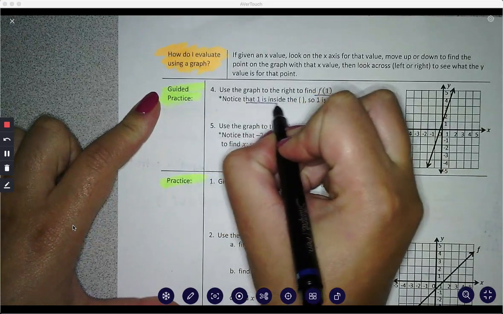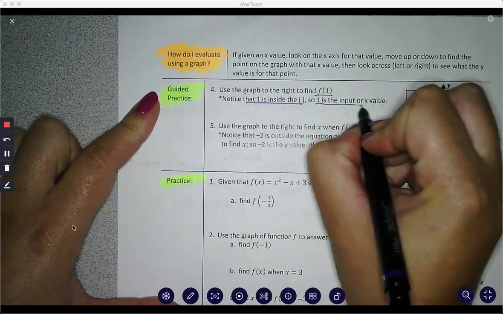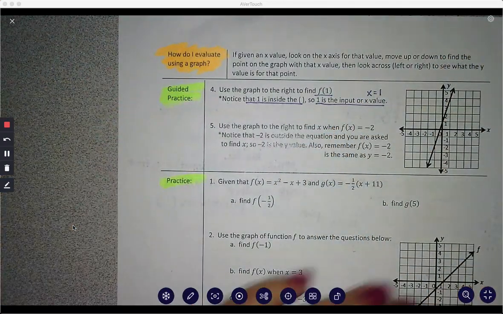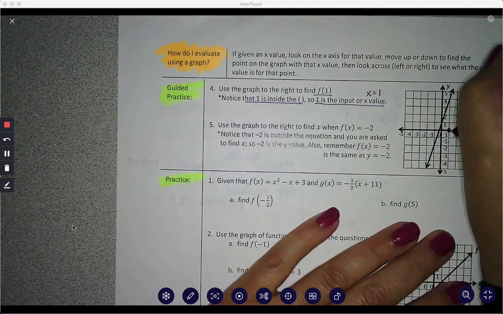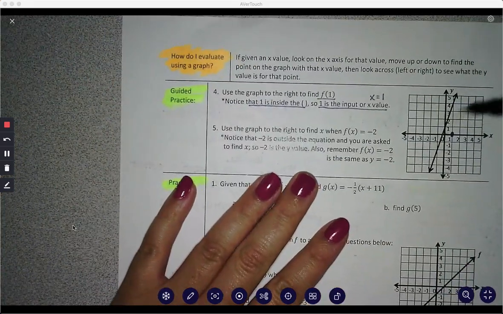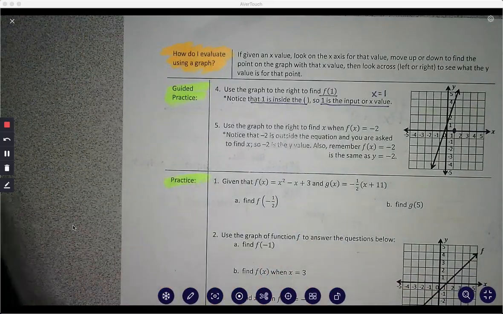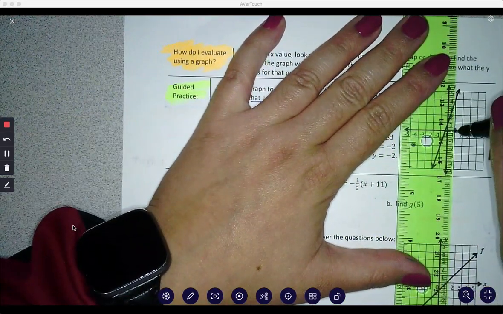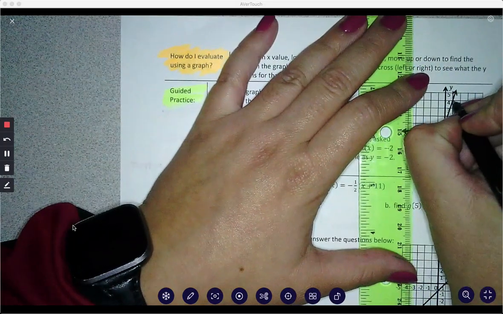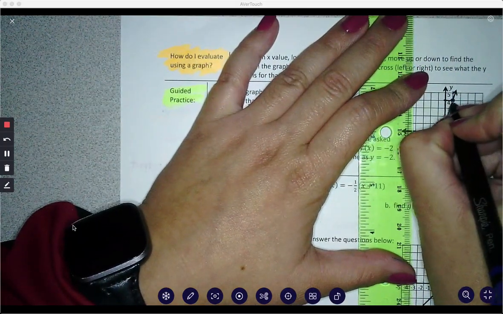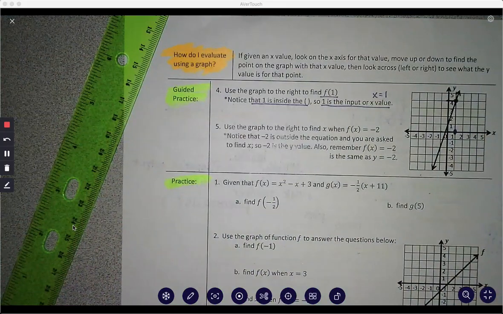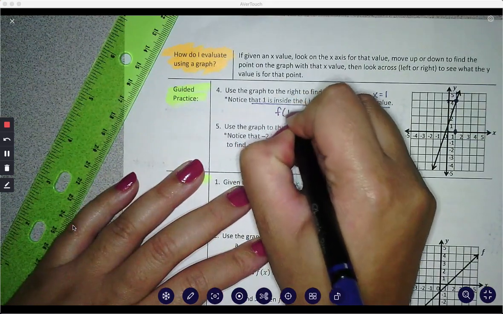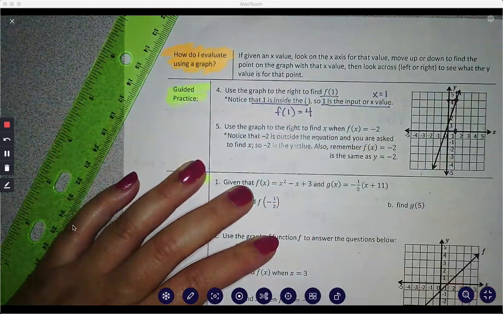Notice that the 1 is inside the parentheses, so 1 is the input or x value, so x equals 1. Notice that the graph is on the top. Let me grab a ruler because I can't draw a line. Then we go up. It crosses the graph here. If I draw a line over to see where exactly it is on that graph, I see that y equals 4. So f of 1 equals 4.